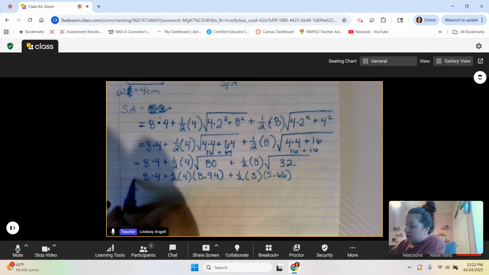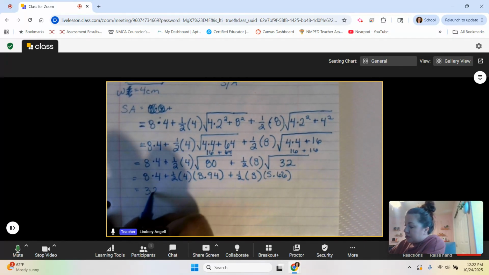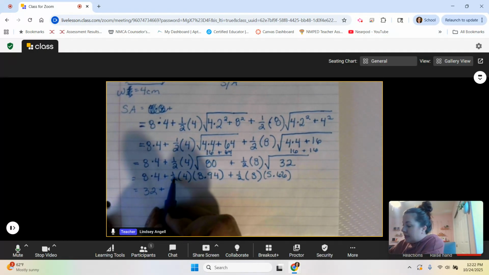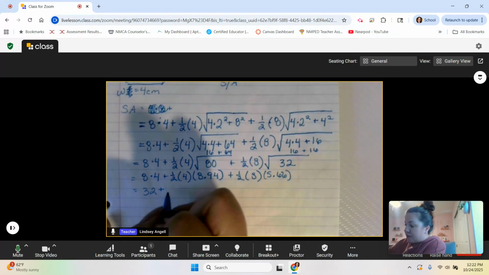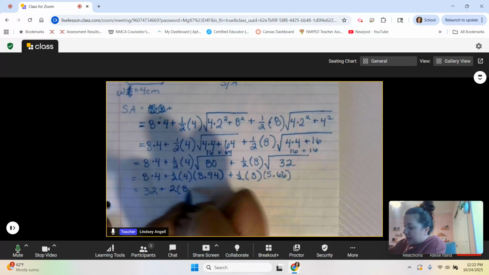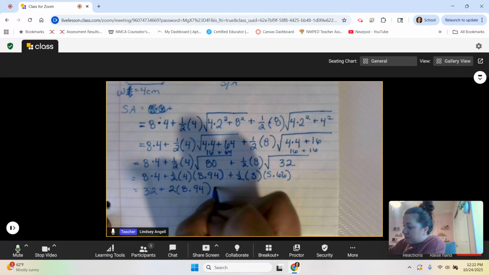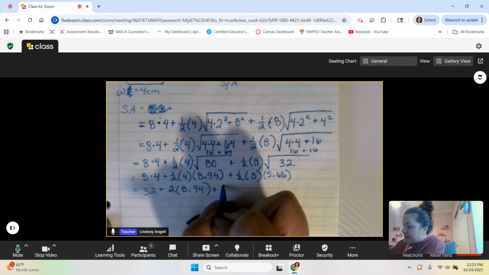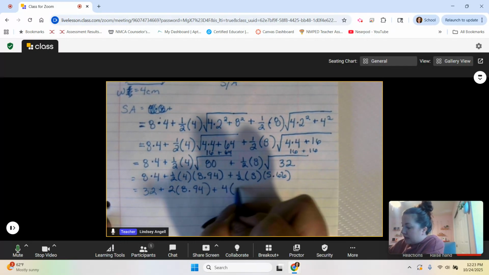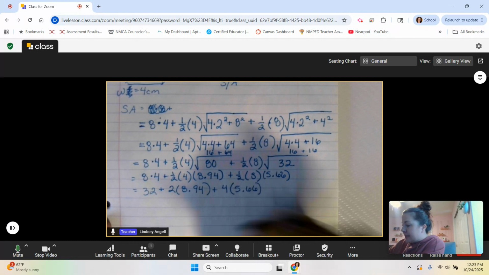Okay, so we can go ahead and do our multiplication. We've got 8 times 4 is 32 plus, and then this right here I have 1/2 times 4. You can also think of it as half of 4. Half of 4 is 2. So we've got 2 times 8.94 plus, then I have half of 8, or 1/2 times 8. Well, that's 4 times, and then 5.66.